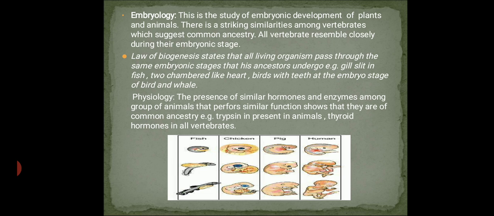The presence of similar hormones and enzymes among groups of organisms, among vertebrates, shows that we all evolved from the same ancestor. Examples include trypsin, which is found in all groups of animals, and it is used for digestion of protein. Another example of common things we have is hormones. Thyroid hormone is found in all vertebrates, and it is used for regulation of metabolic activities.